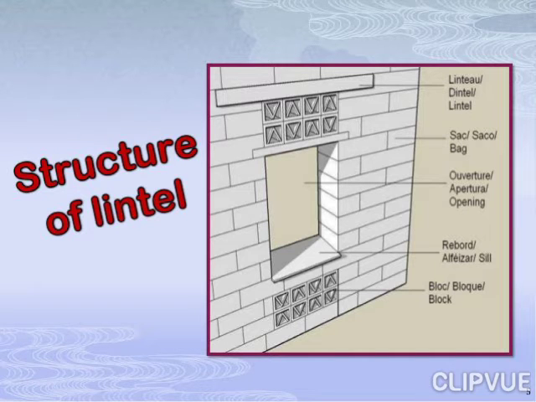So let us carefully look at the structure of a lintel. The topmost part of the window is a lintel. Next comes the sack or the back part. Next comes the aperture or the opening of the window. Next comes the sill level. At last, the block.